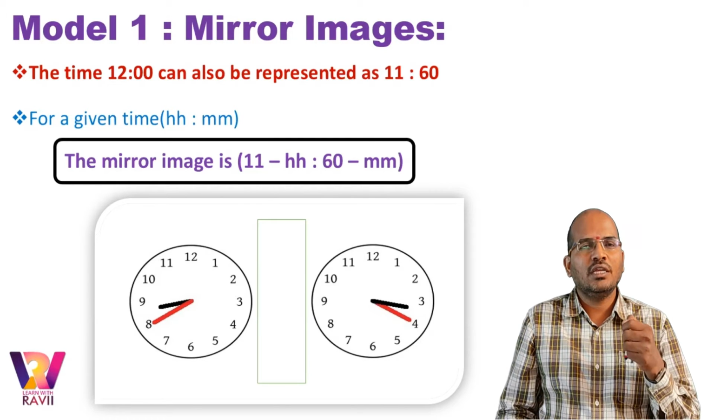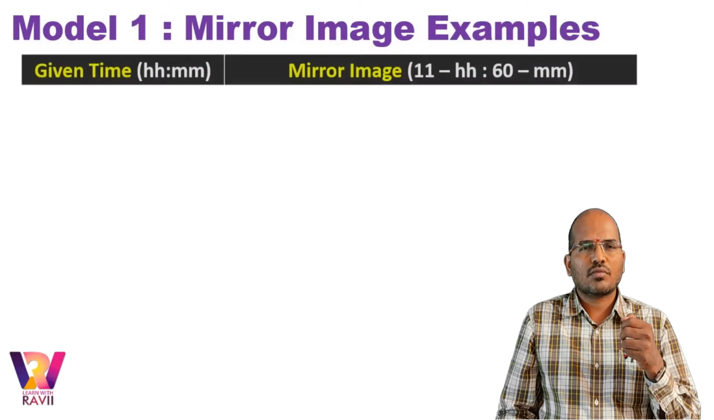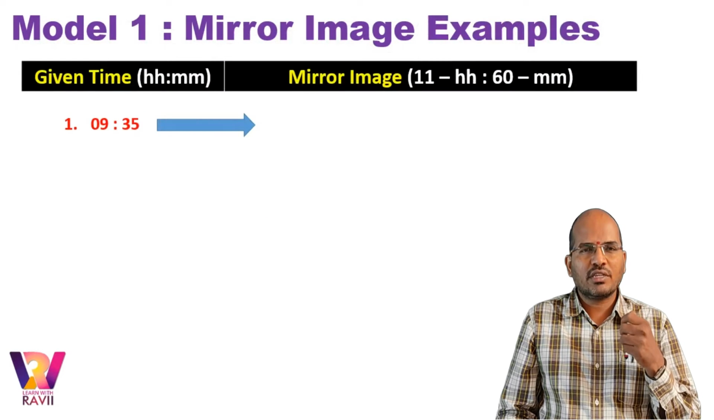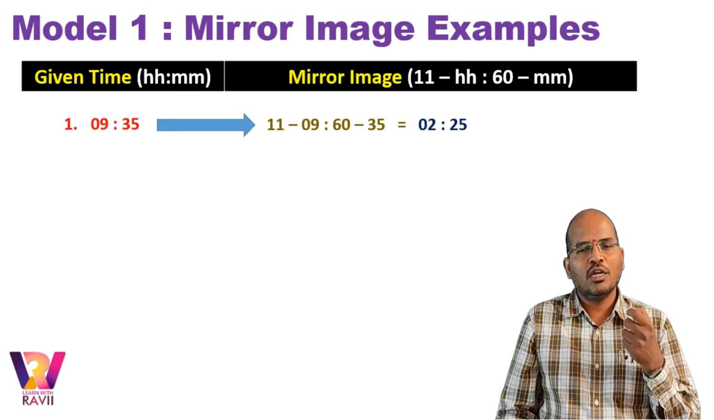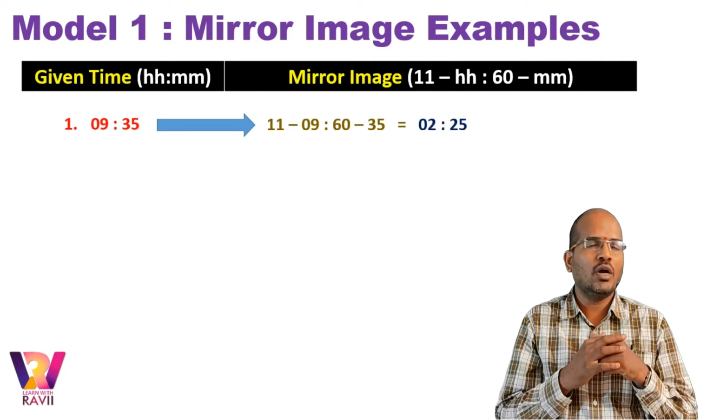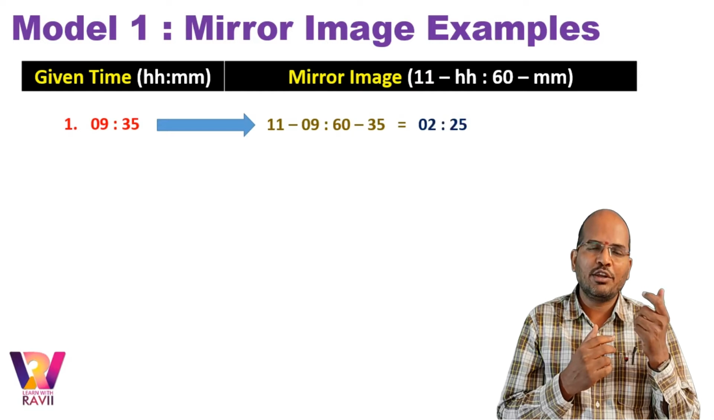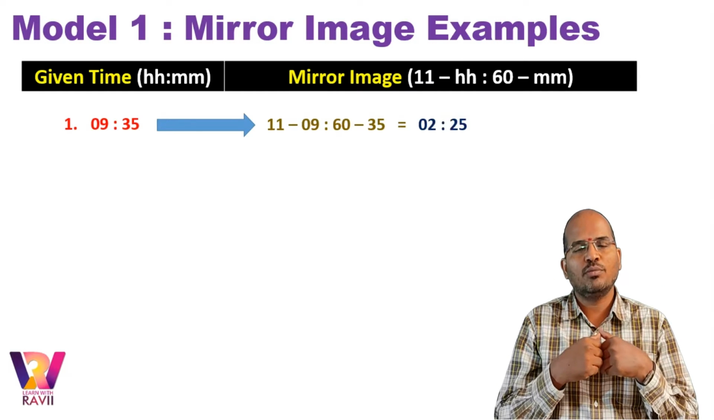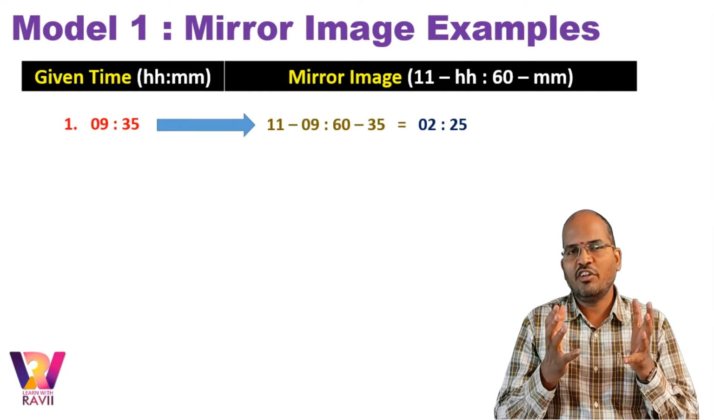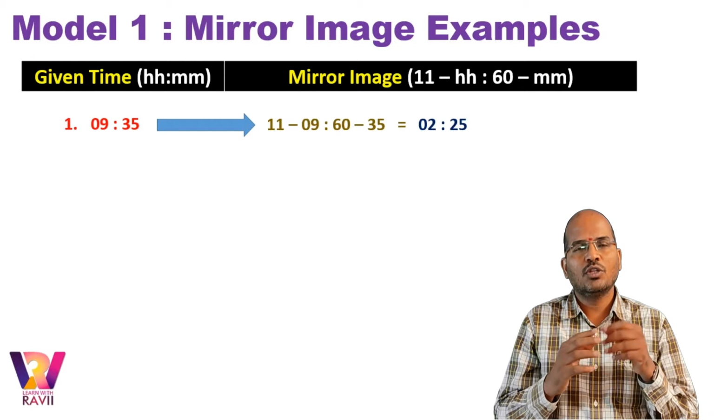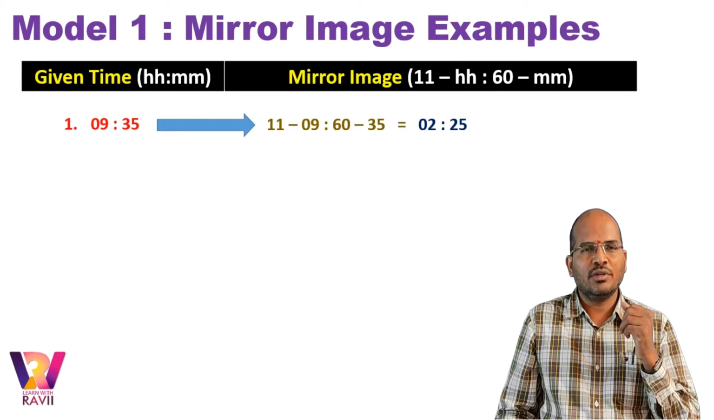So let us see some examples of finding mirror images. Example 1: if my time is 9:35, 11 minus 9 is the hours part and 60 minus 35 is the minutes part. So that would result in 2 hours 25 minutes. So 9:35's mirror image would be 2:25. You can verify it in a mirror if you want. So that's how we calculate the mirror image.